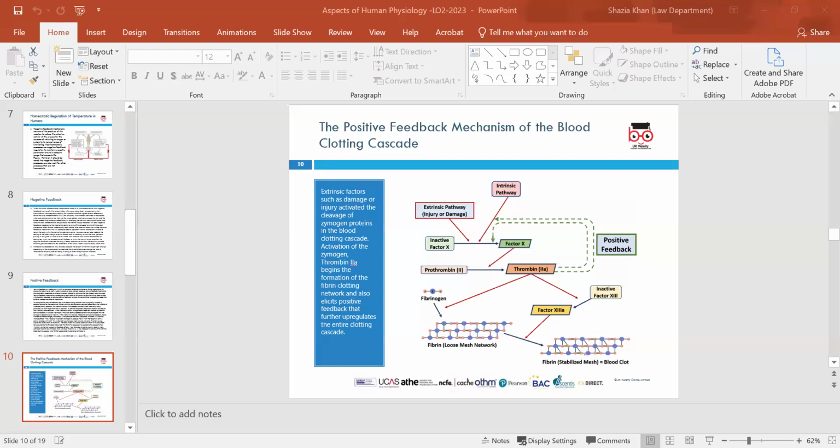There's a 4-step process to stop bleeding after injury, and the body works to form a plug at the injured site. You'll have vessel constriction, the primary hemostasis, the secondary hemostasis, and then a stable clot formed. These are intrinsic factors, such as damage or injury, that activate the cleavage of zymogen proteins in the blood clotting cascade. Activation of zymogen thrombin begins the formation of the fibrin clotting network and also elicits positive feedback that further upregulates the entire clotting cascade.